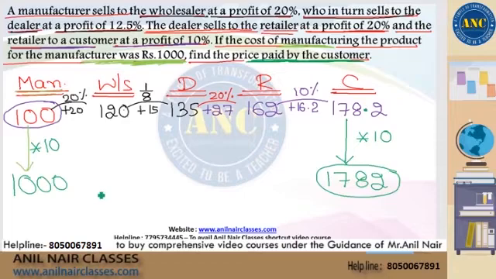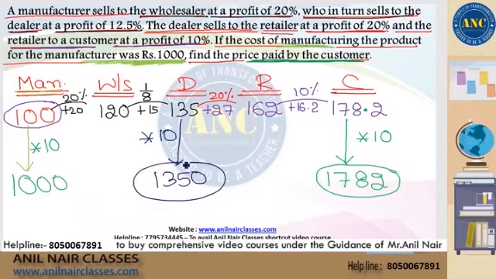The beauty of solving by this method is, let them ask any intermediate value. If they are asking for the dealer, that also gets multiplied by 10. Dealer price is 1350. I believe that my students are very, very clear with the logic, sir. I believe it is very, very clear with whatever I am teaching you right now.